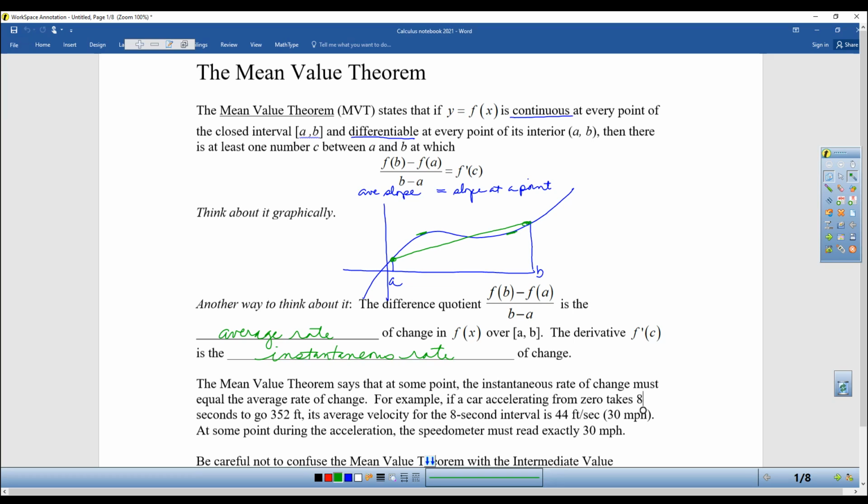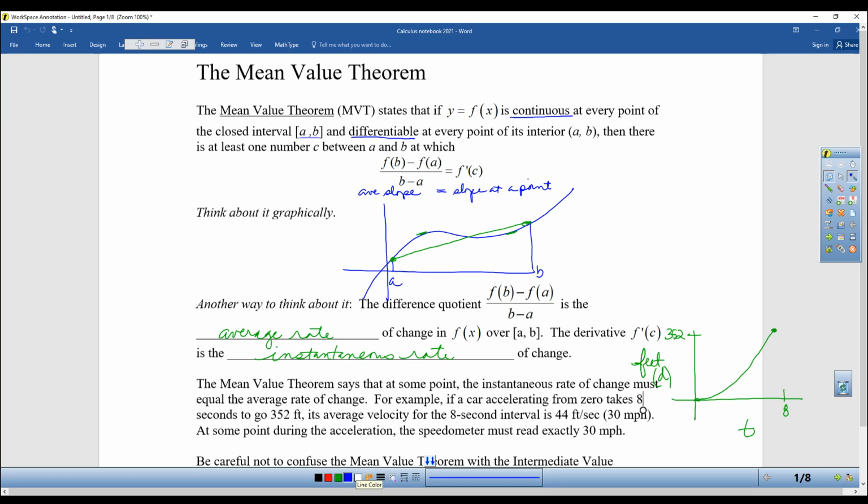So let me give you a little example. If a car is accelerating from 0 and it takes 8 seconds for it to go 352 feet. So here's the time, here's 8 seconds, here's the feet, the distance, and it gets to 352 feet. You know, it can't go really fast in the beginning. You've tried to pull away from a stoplight. It takes a couple seconds for your car to get going, but then you pick up speed really fast. But it's definitely not linear.